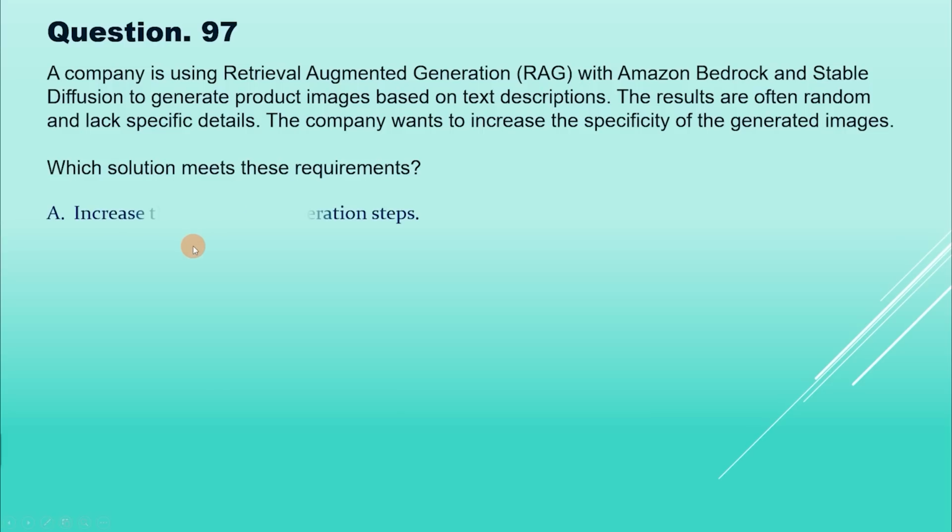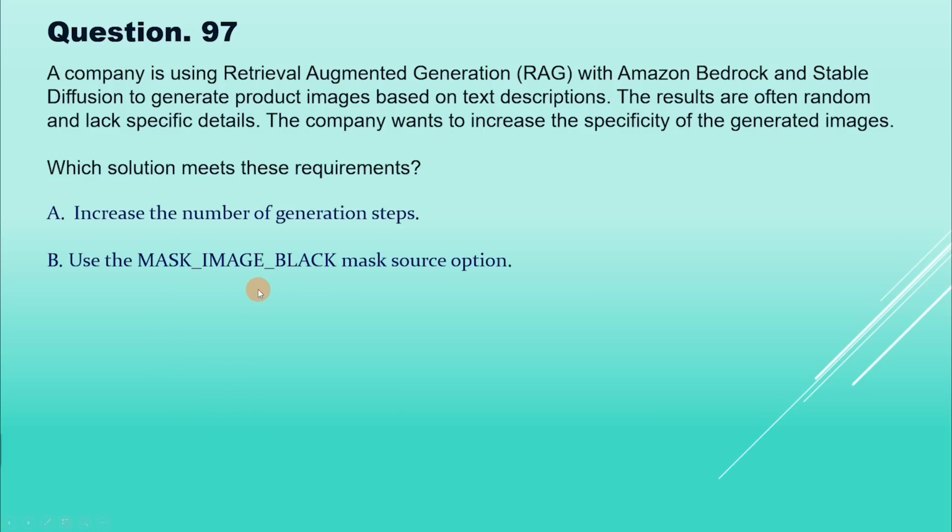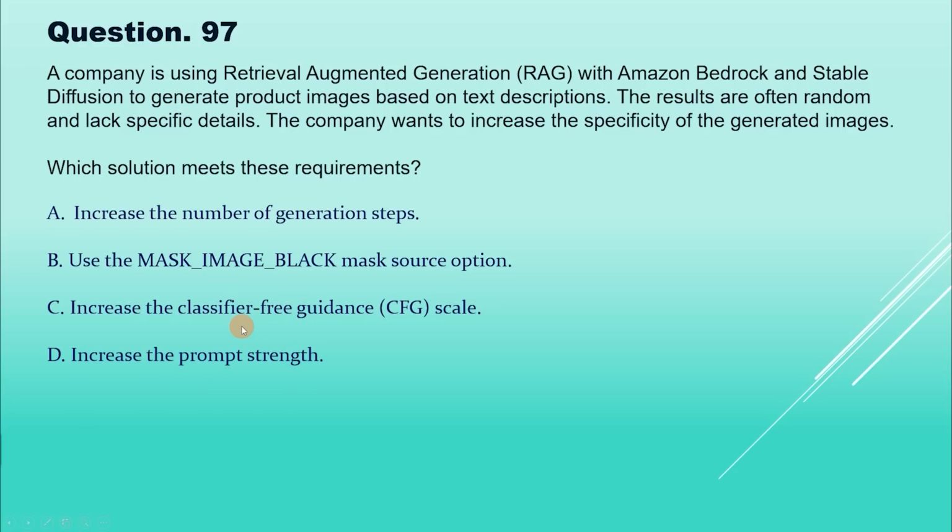Here are the options. Option A, increase the number of generation steps. Option B, use the mask image black mask source option. Option C, increase the classifier free guidance, CFG, scale. Option D, increase the prompt strength. Take your time to guess the answer.